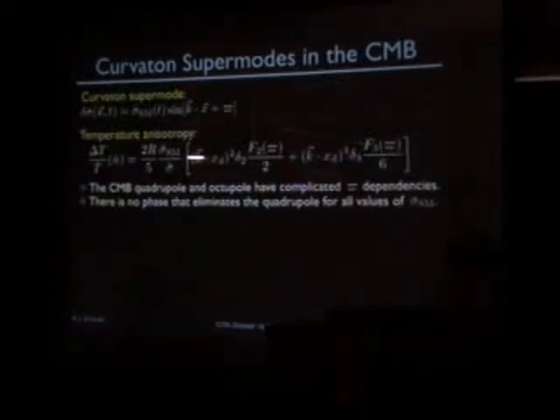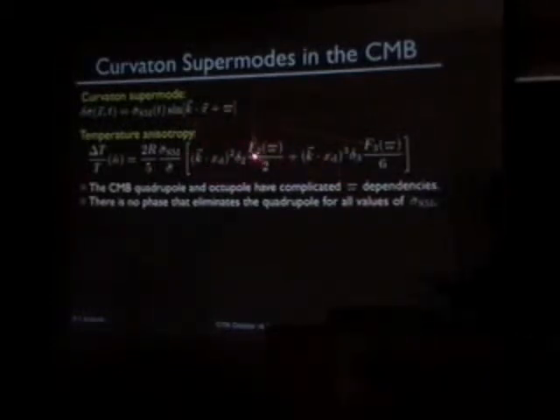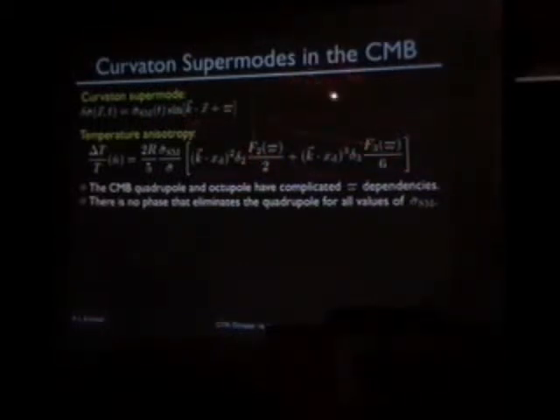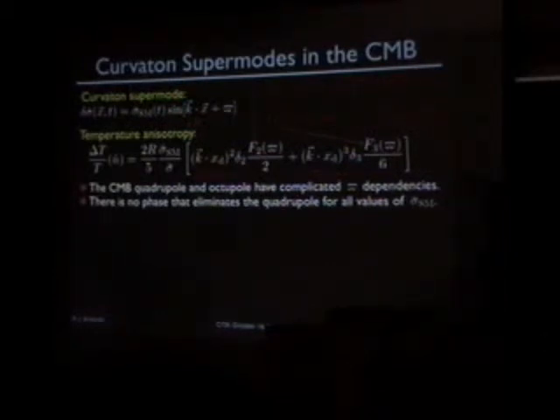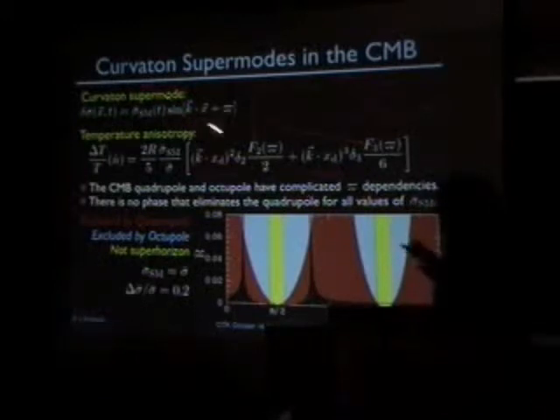So we start off with our Curvaton supermode. The temperature anisotropy, again, we can expand in powers of k dot x, but now, instead of just having a sine and a cosine, we have these complicated relationships, such as sine omega minus the ratio of the amplitude to the background value times cosine 2 omega. We have these complicated relationships on the phase of our location on top of the sine wave. And that means that the constraints put on by the quadrupole and octupole depend on the phase, on our location on that sine wave.